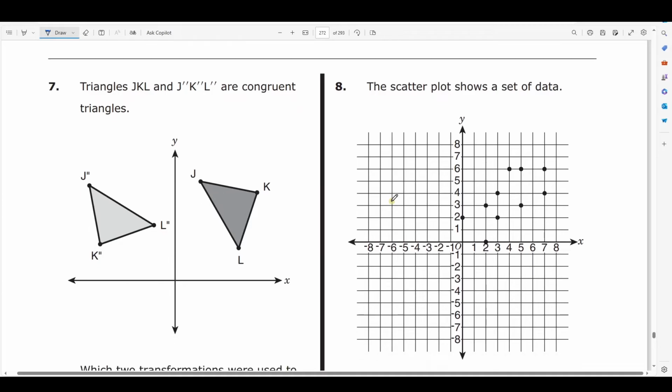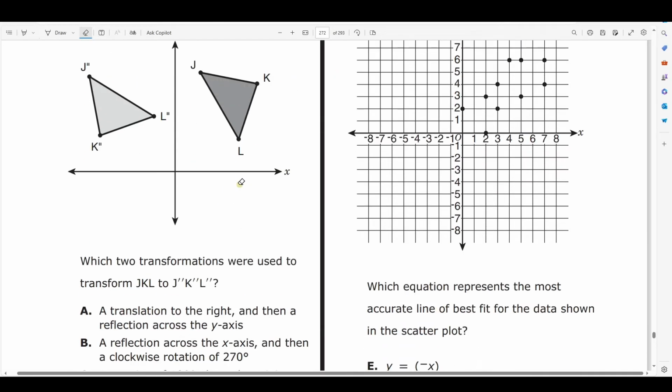So number 7 says triangles JKL and J prime K prime L prime are congruent triangles. What does congruent mean? It means it's the same, right? These two triangles have the same area. The distance from J to K is the same as the distance from J to K here, right? It's the same triangle, they're just oriented differently. And they're asking which two transformations were used to transform JKL into J prime K prime L prime.